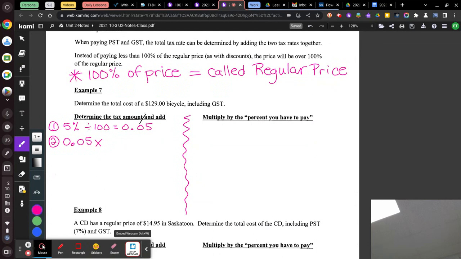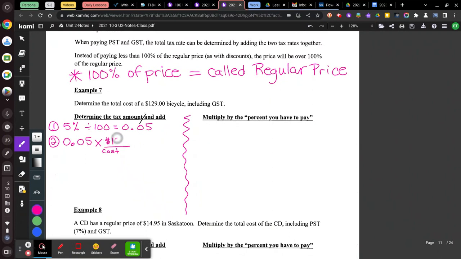Step 2, take our decimal number, 0.05, and we multiply that. All right, so now we're going to take the decimal number and we times that by the cost of the item. So that's going to be times $129. And that's going to give us, and again, we always round to two decimal places because we're talking dollars and pennies. So dollars and cents. So this is going to be $6.45. That's our tax.